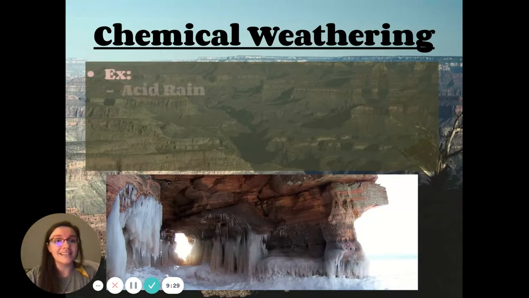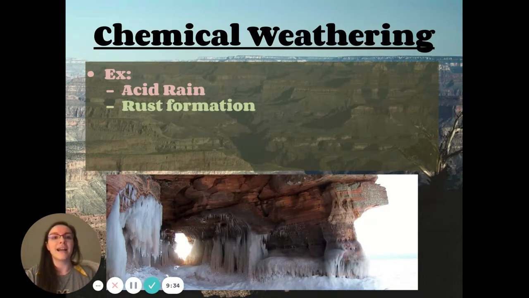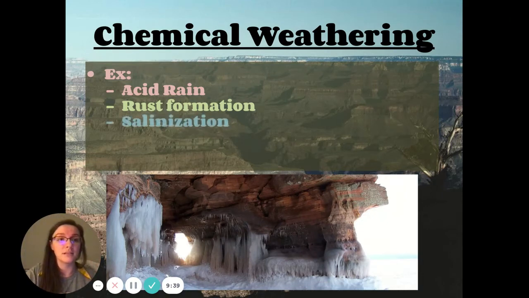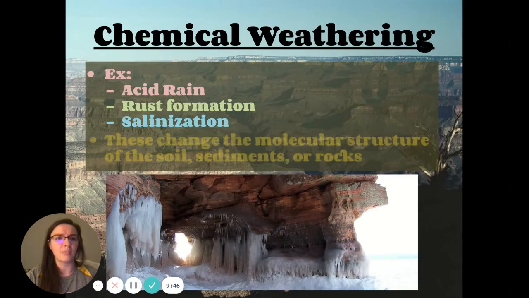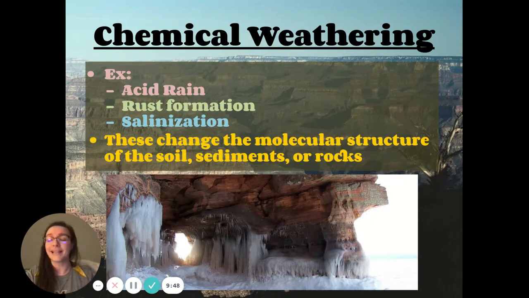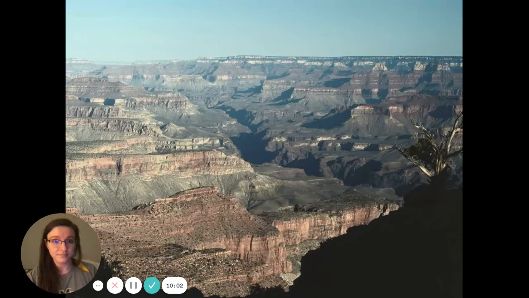Chemical weathering, like I said, is when there is some kind of chemical reaction occurring. So when you've got acid rain, when rust forms or oxidation happens, salinization, which is salt mixing with things and can really wreak havoc on environments. They are changes to the molecular structure of soil, of sediments, of the rock, whatever it is. You can get caves forming this way often. You can see there are lots of salt crystals here, so evidence of that kind of change happening.